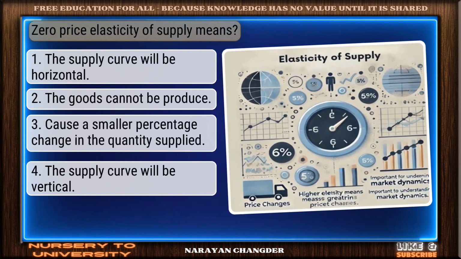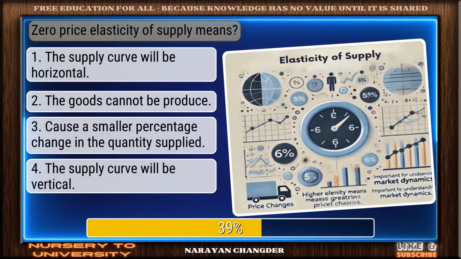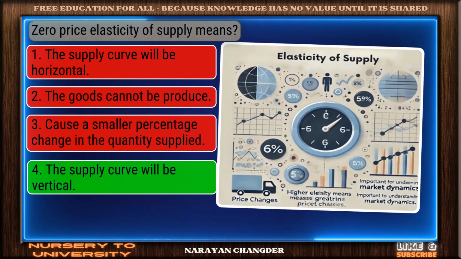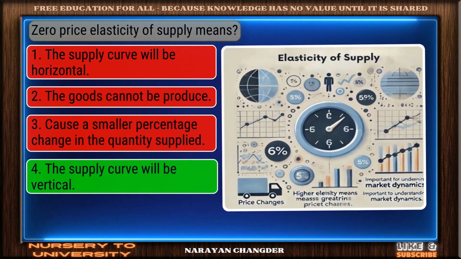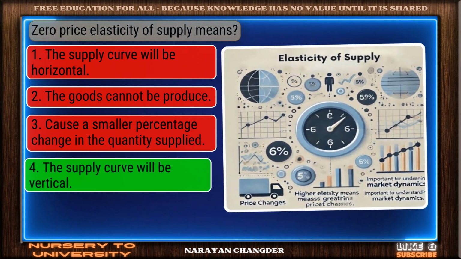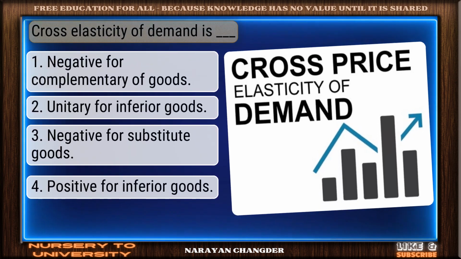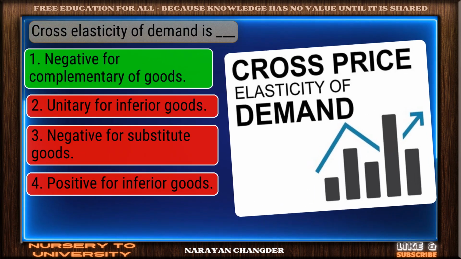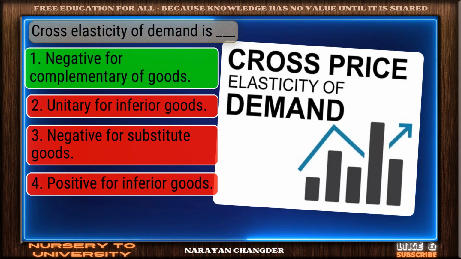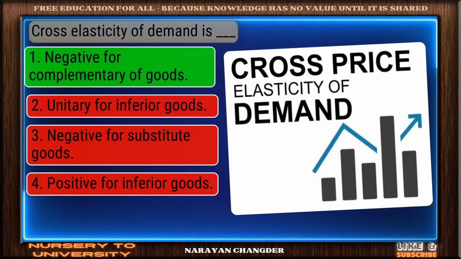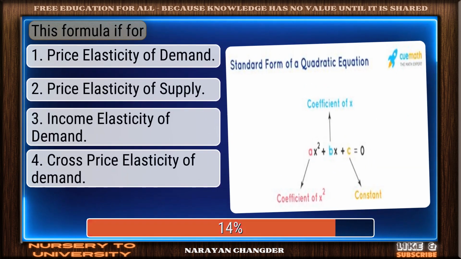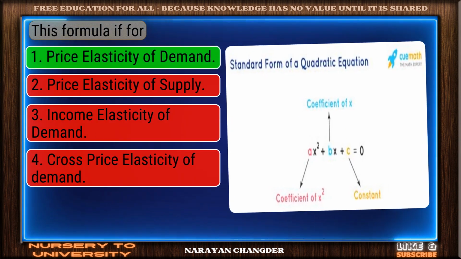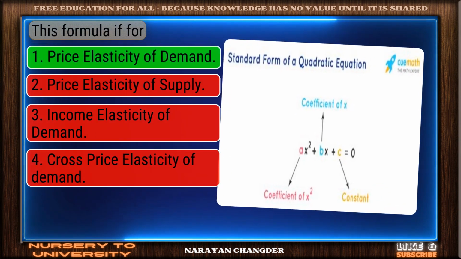Zero price elasticity of supply means. You got it. Your choice, the supply curve will be vertical, is right. Cross elasticity of demand is dash. Well reasoned. Negative for complementary goods is the correct choice. This formula for. Sharp thinking. Price elasticity of demand is the right choice.